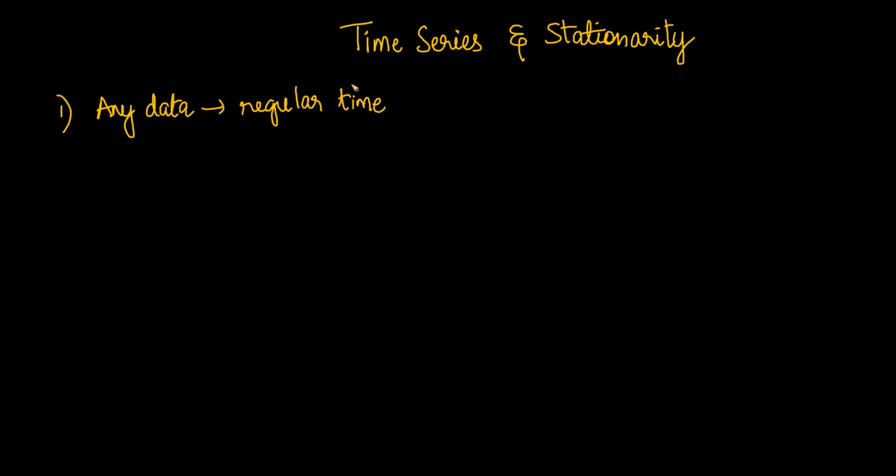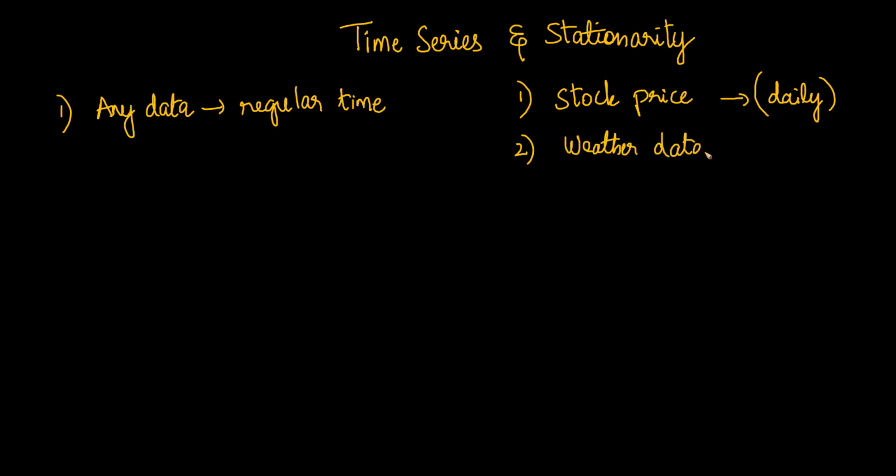What are some typical examples? A very common, very practically used time series data is the stock price data. Typically you will see it at a daily level. On a daily basis, you will see the maximum and minimum price of a stock, the closing price, the opening price, and such. It is not mandatory that stock price needs to be daily. It can also be at monthly level, even yearly level. But typically, you will see it at daily level. Another example could be weather data.